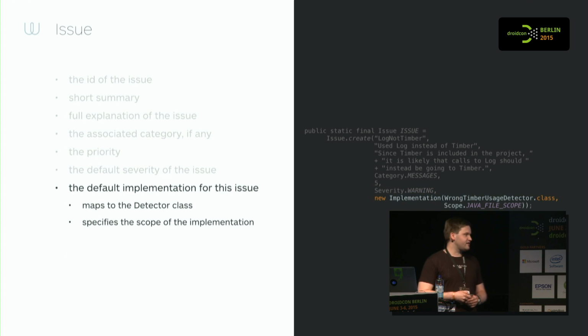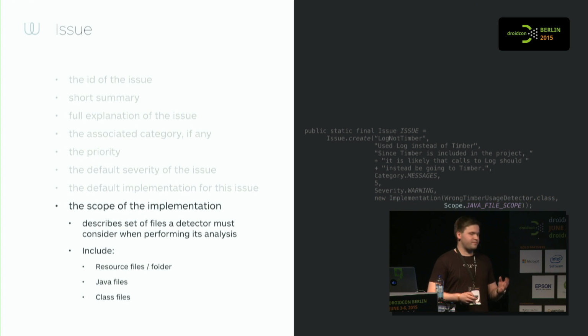And afterwards, the last parameter is the implementation. The implementation is basically the connection between the detector class and your issue. So in our case, we pass here the wrong timber usage detector and the scope. The scope is basically the description of the files that should be analyzed by your detector. So in our case, we just want to scan the Java files. And that's why we add the Java file scope. And that's also the reason that we had to implement the Java scanner interface, because the detector then expects that. But there are also other ones, including the resource files and the class files.